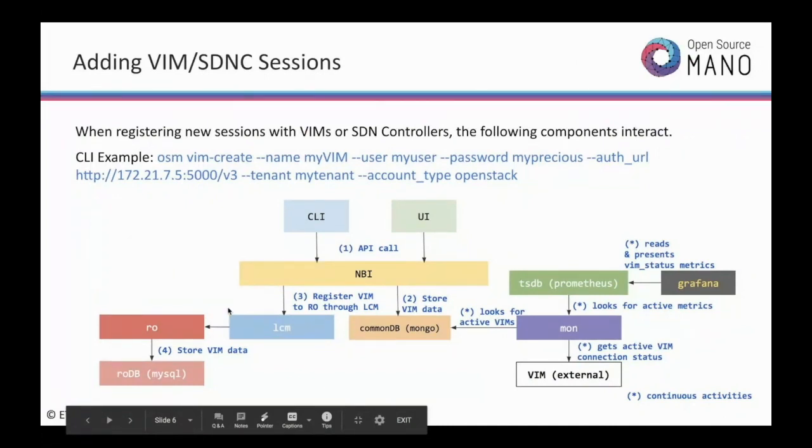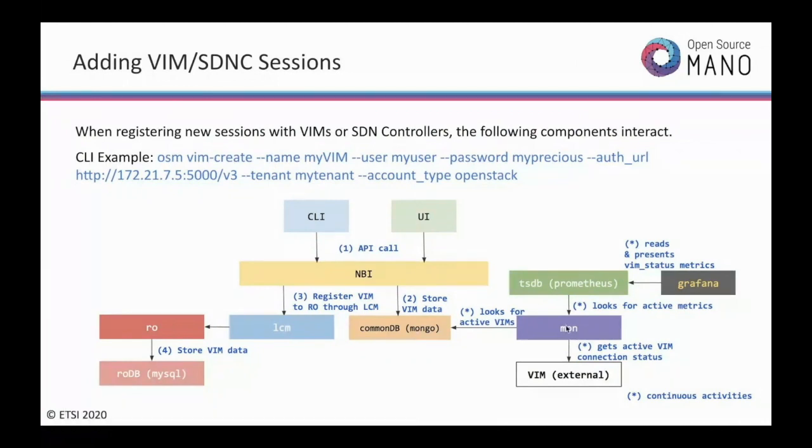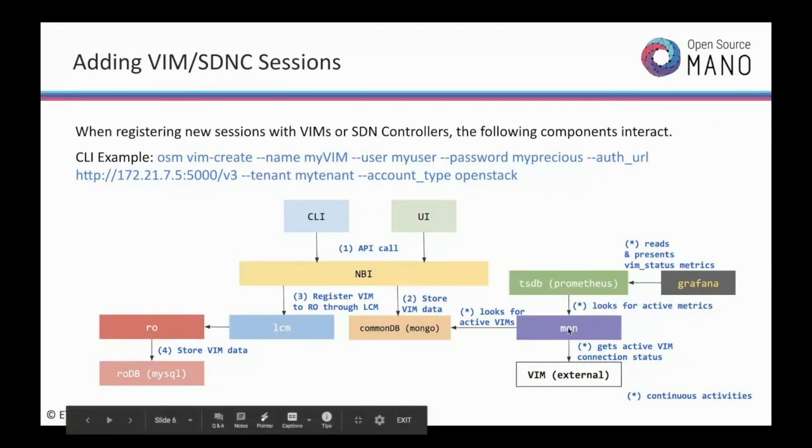And continuously, in parallel, MON is querying the common database to look for active VIMs. So whenever it finds an active VIM, it then gets its status. It queries Keystone first, I mean, to get a token, of course, but then it queries the list of projects to find that the VIM is valid, that it is up.